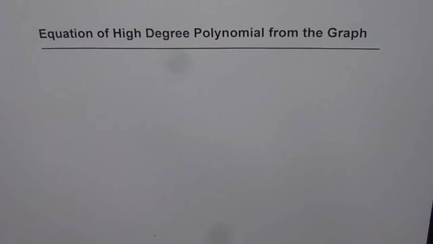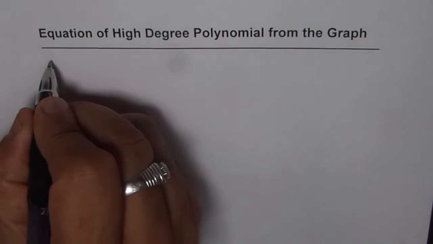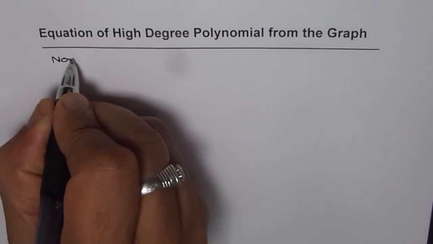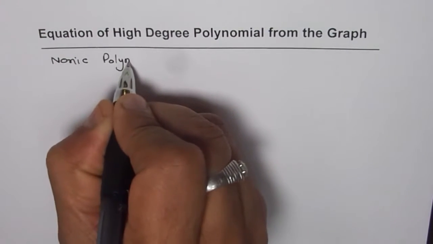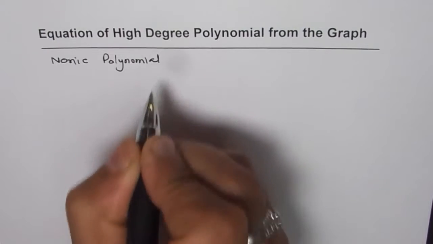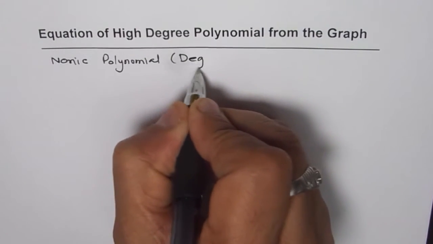I'm Anil Kumar, and in this video we will learn how to write the equation of a high degree polynomial from the graph. So we'll take an example with a nonic polynomial. Nonic polynomial means degree is 9, right? So in this case degree is 9.